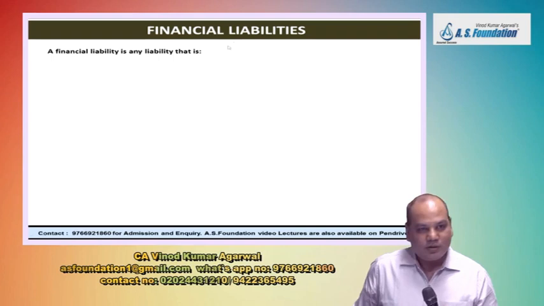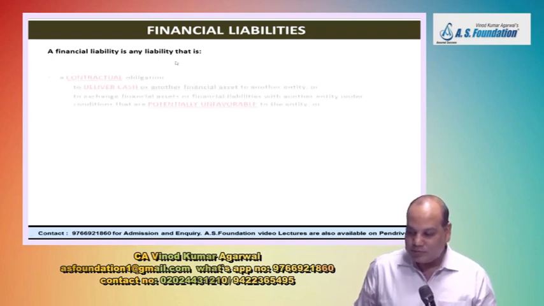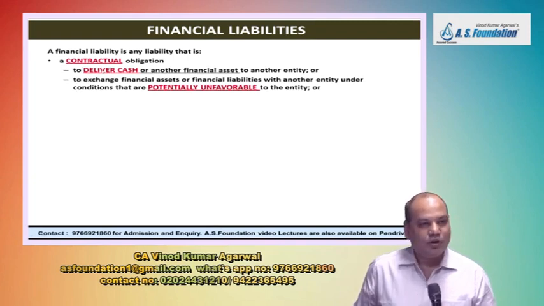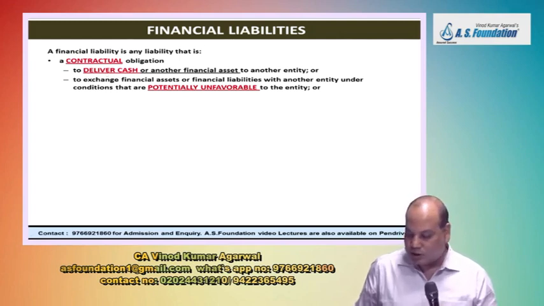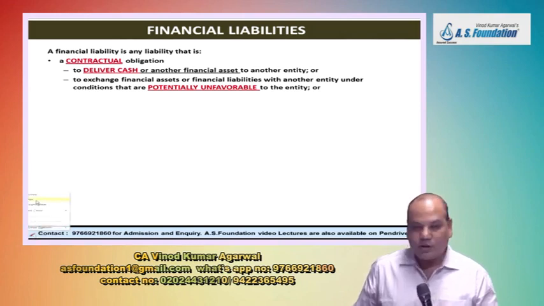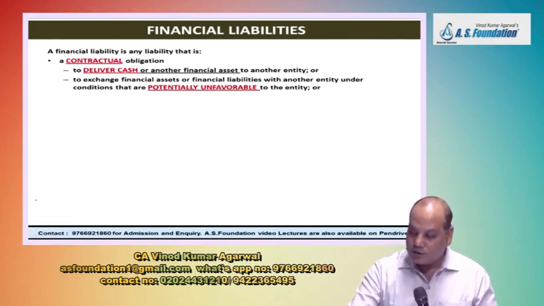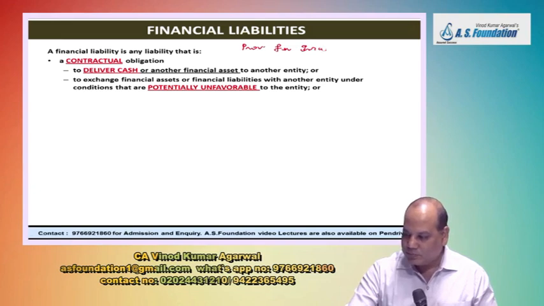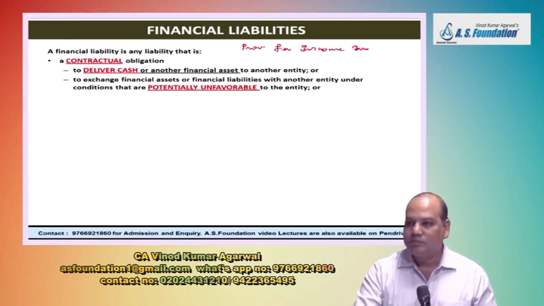Opposite of financial asset. A financial liability is any liability that is a contractual obligation. If it is not a contractual obligation, then it is not a financial liability. There are so many liabilities in the balance sheet, but they are not financial liabilities. For example, provision for income tax. Simple example. Is it a financial liability?